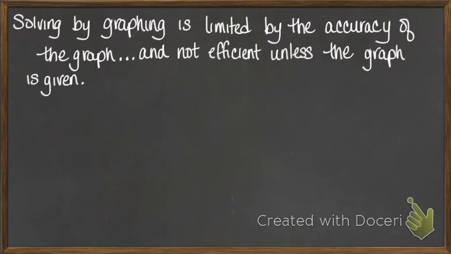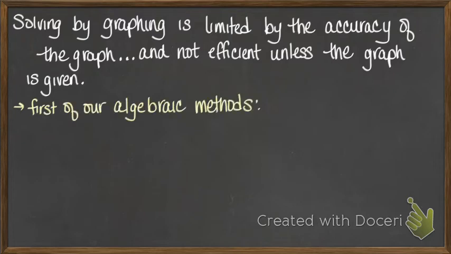So when the graph is given, great, I can look at the graph, I can find the intercepts. I'm probably not going to choose graphing as a method. I'm going to want an algebraic means of getting this done. The first one I'm going to talk about is going to be square roots.